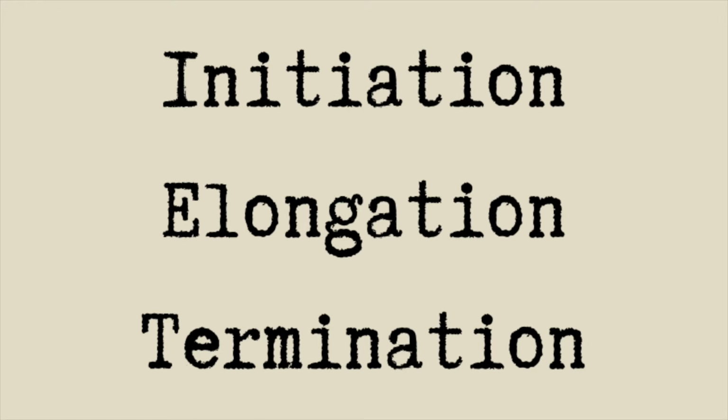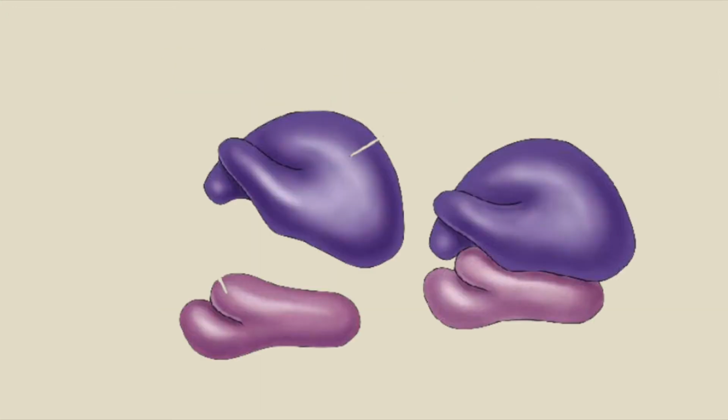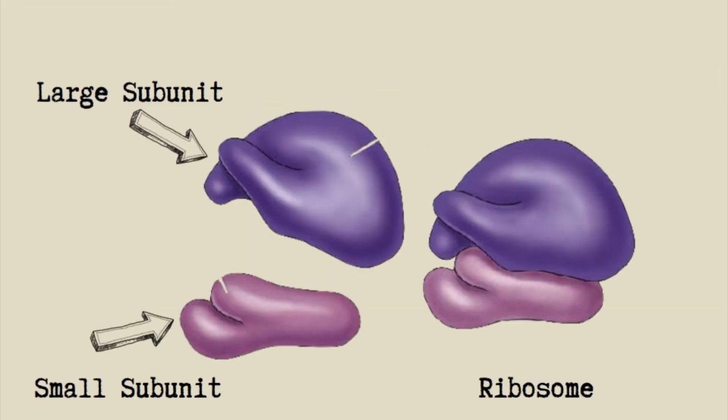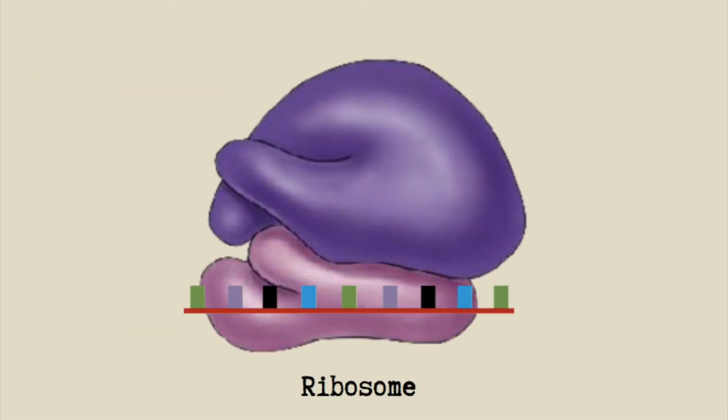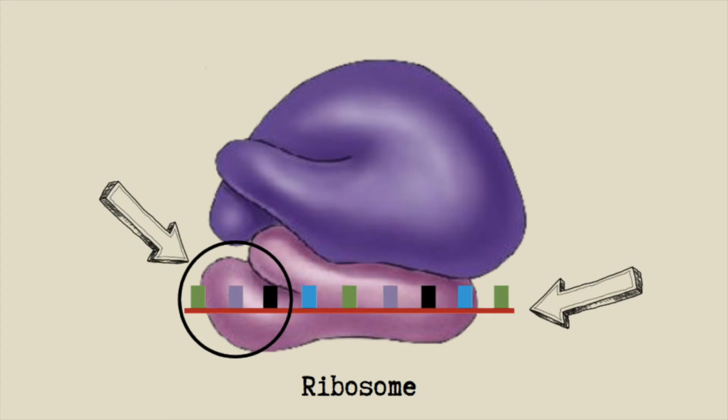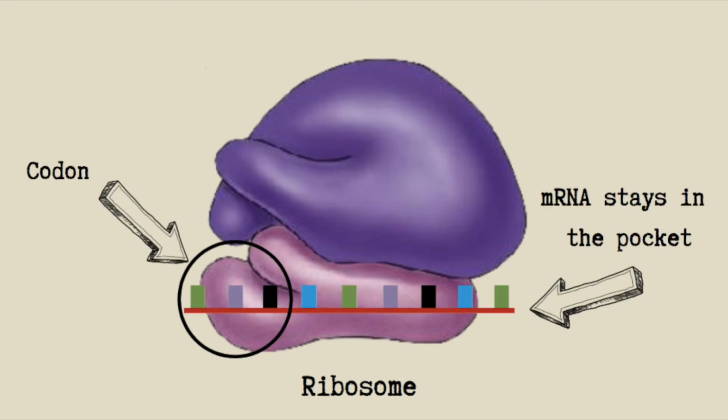There are three parts to translation: initiation, elongation, and termination. At the RER, a ribosome attaches to the mRNA. The ribosome is composed of two subunits, a large subunit made of protein and a smaller subunit made of rRNA. The rRNA portion of the ribosome contains a pocket. This pocket is where the mRNA stays.